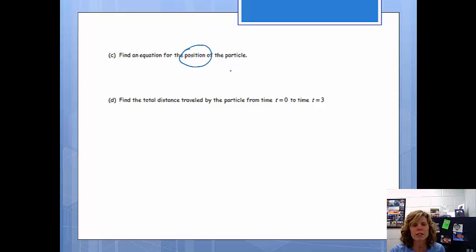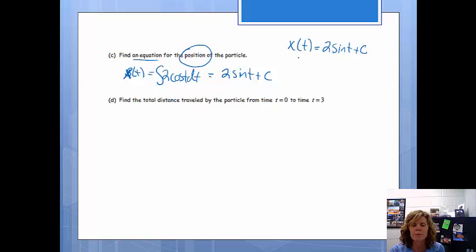Well, to get position from velocity, it's going to be the integral of velocity, and it just says to find a general equation, so we're not going to put any limits on our integral at all. So to get the position, and I'm going to call the position x of t because it's moving along the x-axis, it's going to be the integral of the velocity, and they did tell me the velocity was 2 cosine t dt. The integral of 2 cosine t is 2 sine t plus c. So far we have x of t, our position, is equal to 2 sine of t plus c.